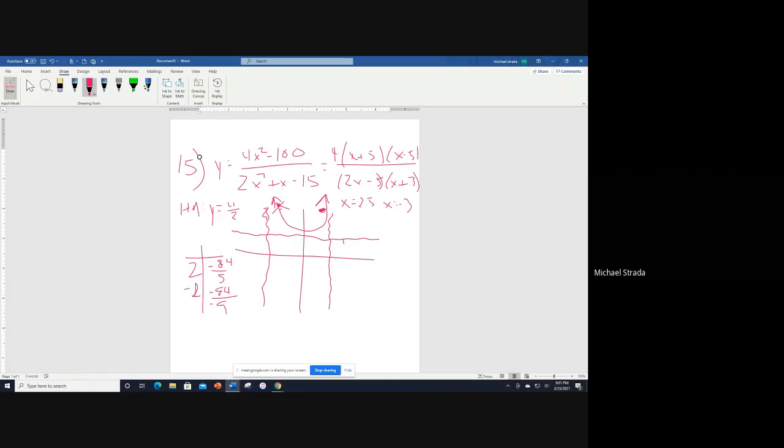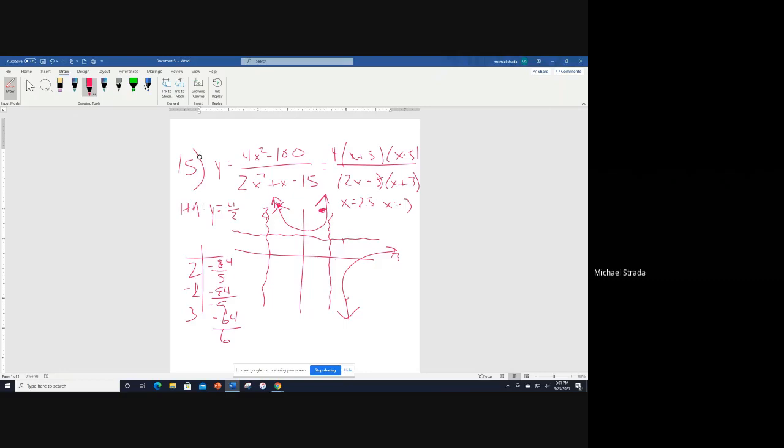Now when I get to the outsides, maybe I plug in 3. 3 squared is 9. 9 times 4 is 36. 36 minus 100 is negative 64. Over 3 squared is 9. 9 times 2 is 18. 18 plus 3 is 21. 21 minus 15 is 6, which puts me down here. Tells me my graph's going to look like that.